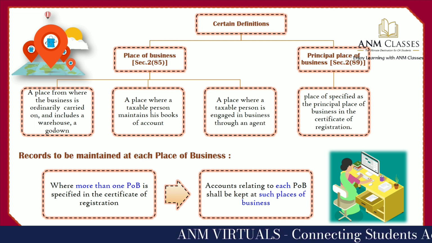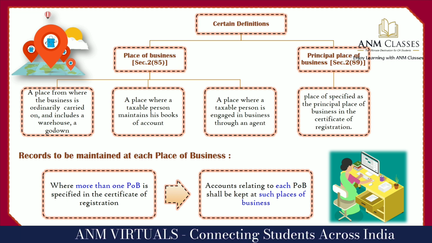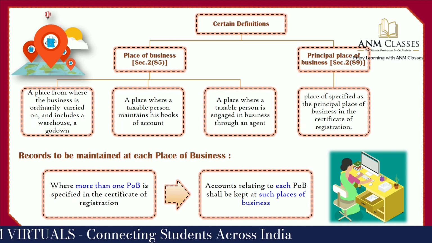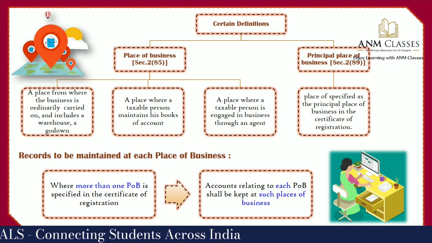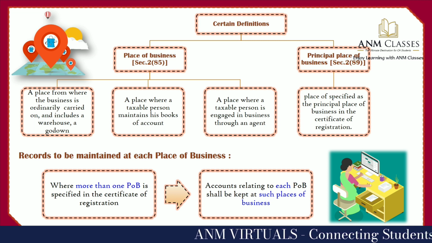Sir, இப்போ there is more than one place of business specified in the registration. For example, எனக்கு சார் சென்னையிலயும் ANM classes இருக்கு, கோயம்புத்தூர்லயும் ANM class இருக்கு. நான் place of business சர்டிபிகேட்ல டிக்ளேர் பண்றேன்னா, accounts relating to each place of business can be kept at such place of business. சென்னை related ஆன books of accounts சென்னையில மெயின்டைன் பண்ணோம், கோயம்புத்தூர் related ஆன books of accounts கோயம்புத்தூர்ல மெயின்டைன் பண்ணோம். Are you ready with me?